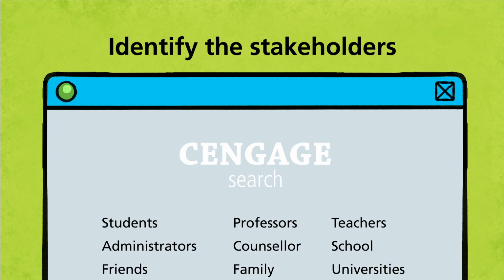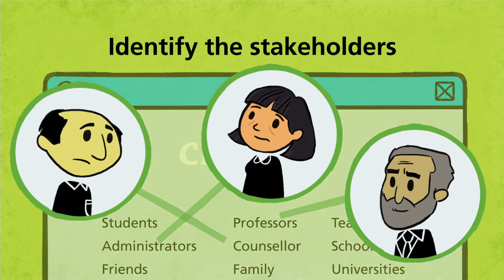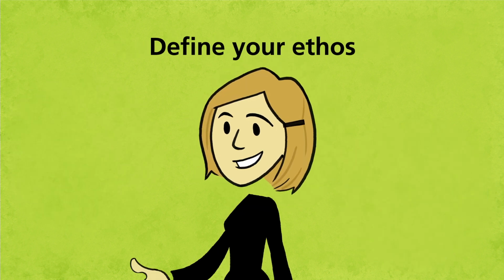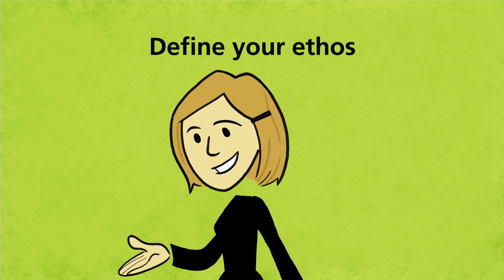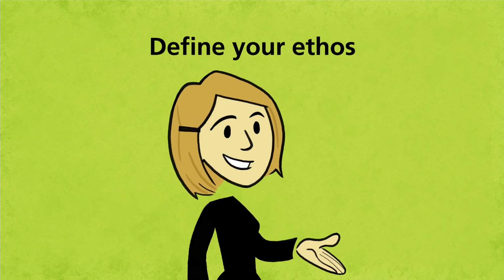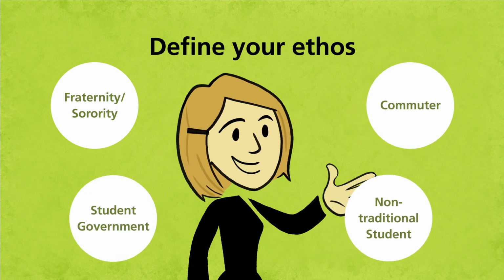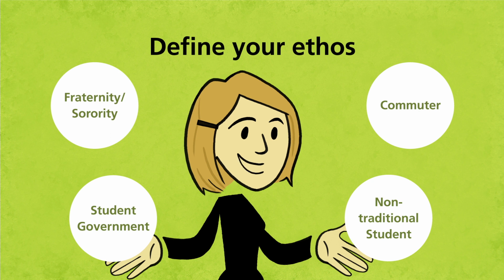Third, identify the stakeholders or audience. From your research sources, you learn that while students are the most obvious stakeholders, professors, administrators, and university counselors are also affected by student stress. Fourth, define your ethos. Your ethos and what you can do best as rhetorical action arises from your position relative to the issue and your relationships with the stakeholders. Are you in a fraternity, on student government, a commuter or non-traditional student? All of these influence how you respond to the problem.